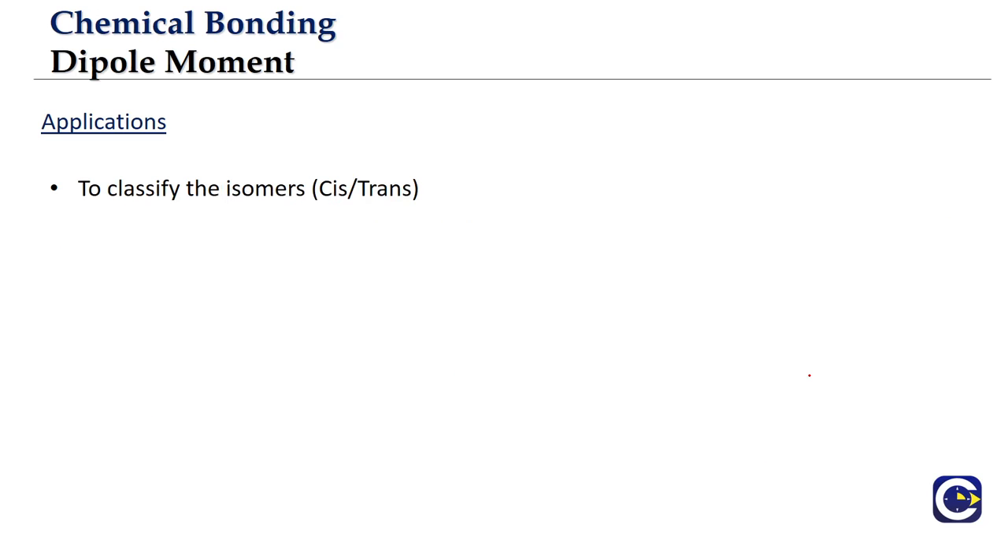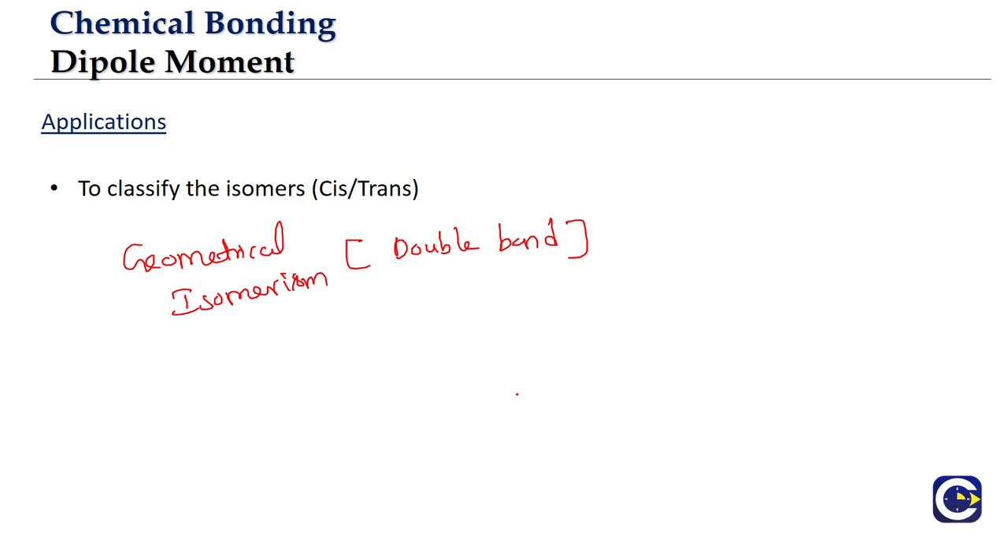We have some more applications pertaining to organic chemistry. Again, we will talk about these applications when we go to organic chemistry. In organic chemistry, we have something called geometrical isomerism. Geometrical isomerism in the case of the double bond. So what is geometrical isomerism? If you have a carbon-carbon double bond, okay, so think about it.